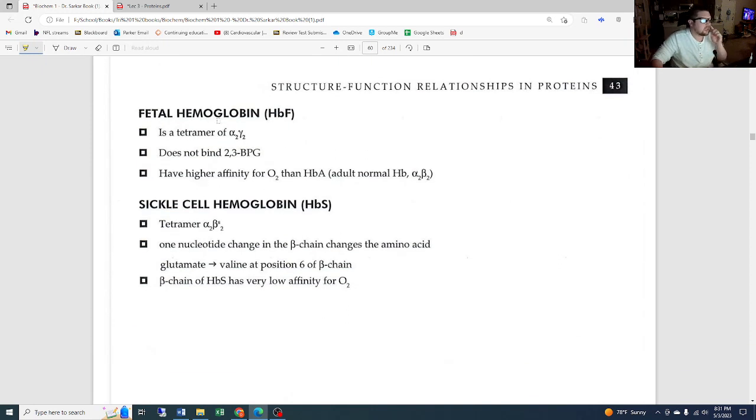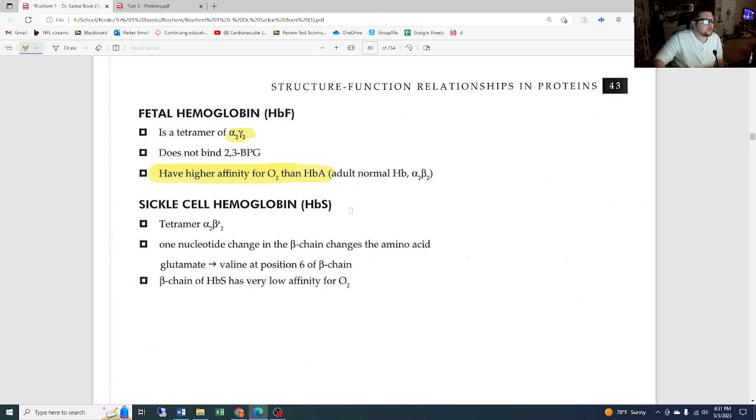A good note: fetal hemoglobin is a tetramer, and it does not bind to 2,3-BPG, and it has a higher affinity for O2 than adult hemoglobin. I remember he did ask a question like this on the exam, just saying that fetal hemoglobin has a higher affinity for oxygen than the adult version does. As a baby, your body is really going to need that oxygen because it has a lot of metabolism going on. So you have this fetal hemoglobin that works better than our adult hemoglobin.